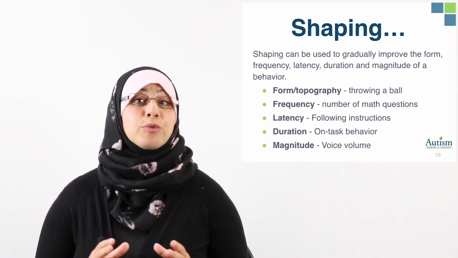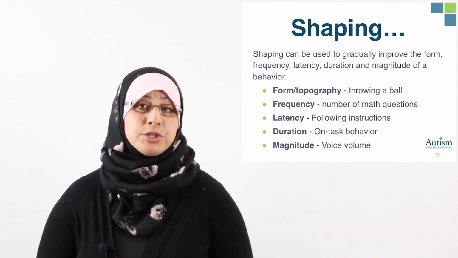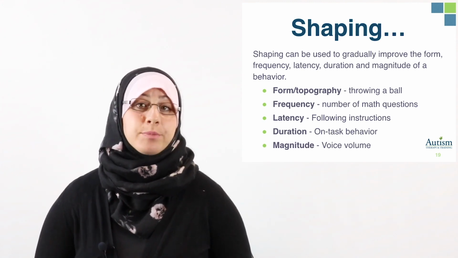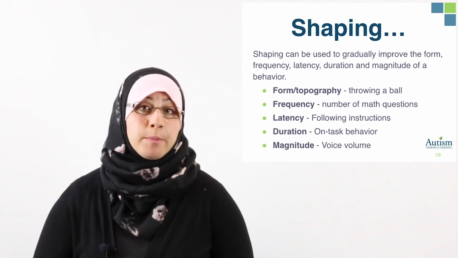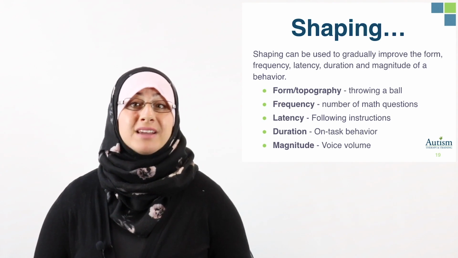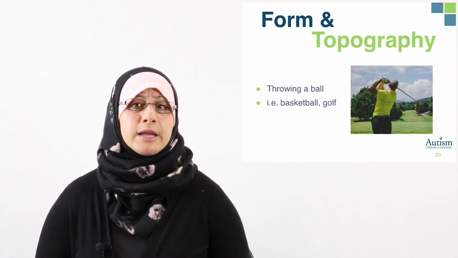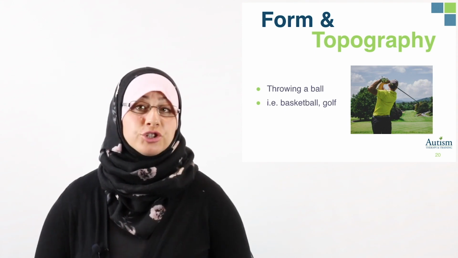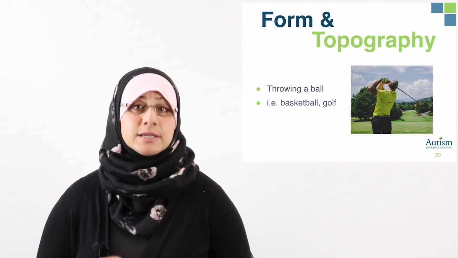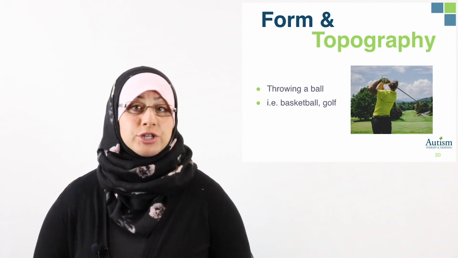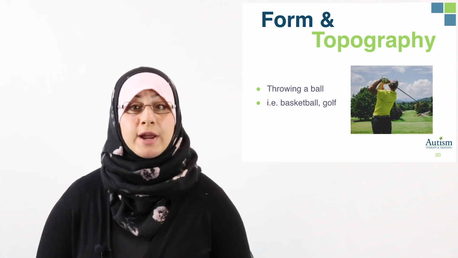Shaping can be used to gradually improve the form, frequency, latency, duration, and magnitude of a behavior. For example, form or topography of the behavior can be shaped, such as throwing a ball. The person throwing the ball may not throw it hard enough or even in the right angle. Think of sports like golf or baseball. Hitting the ball just right with the club takes a lot of practice, or getting the ball into the net takes precision. We often shape our own behavior by doing it over and over until we get it just right.